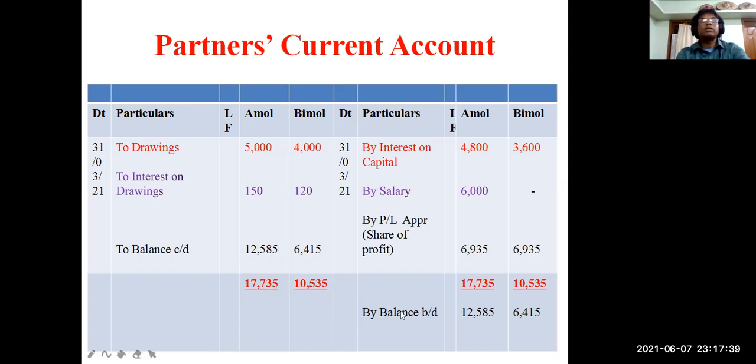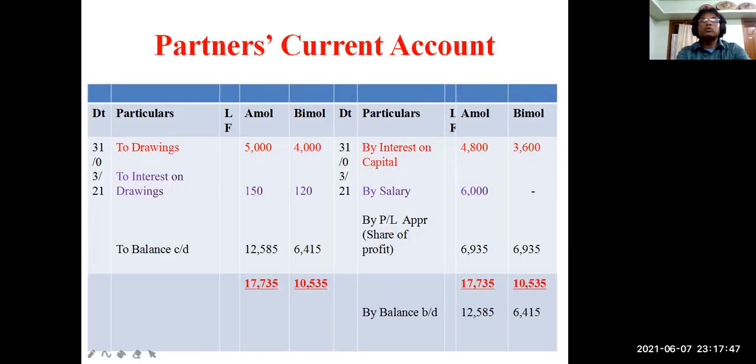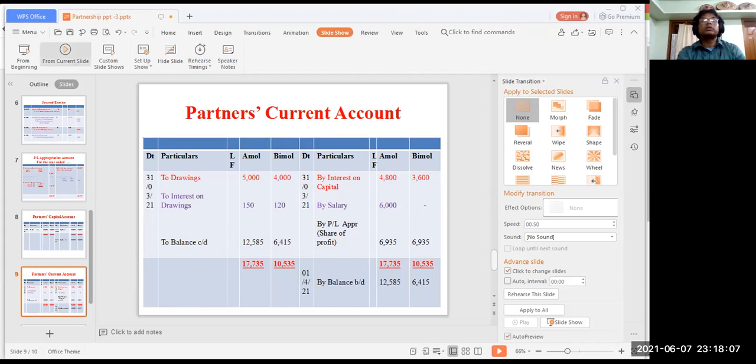Now you total this side, bring these totals here and write to balance c/d, and it will be again by balance b/d. To balance c/d will be 31st March only here, but by balance b/d it will be, let me give you the date. I've committed a little bit of mistake, but it's good for you because you're understanding better now, because I'm collecting in front of you. 1/4/21, first April, we have reached 1st April. Again, the new balance is starting from 1st April.